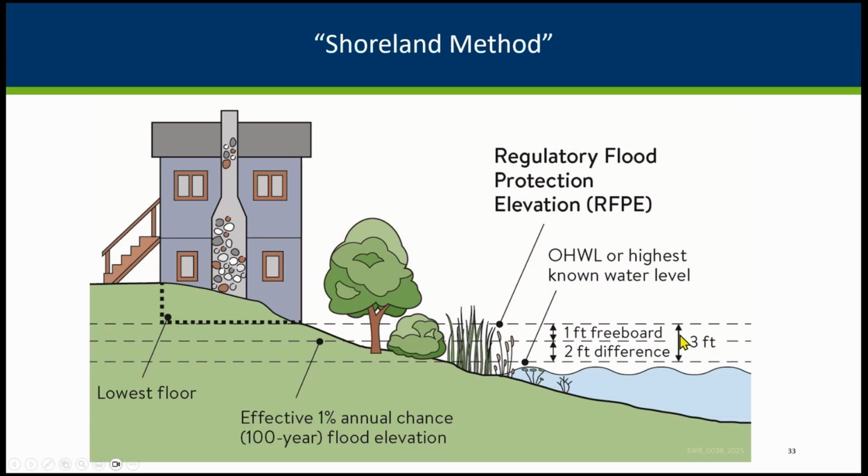So the concept is that if we're saying the lowest floor elevation using the shoreland method is 3 feet above the ordinary high or highest known, and we consider a foot of that to be our mandatory freeboard in the regulatory flood protection elevation, that means that 2 feet above the ordinary high or highest known is a reasonable estimate in Minnesota on lakes for the base flood elevation.